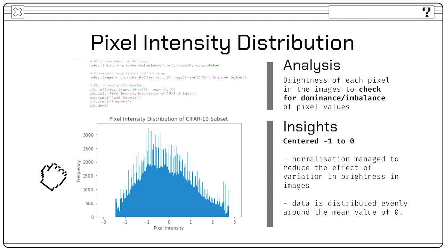Following the analysis of color distribution, we looked at the pixel intensity of the dataset to identify any dominance of light intensity in the images. We plot the data on a histogram. As the data is generally centered from -1 to 0, which is the mean, it means that normalization managed to reduce the effect of a variation of brightness in the images.